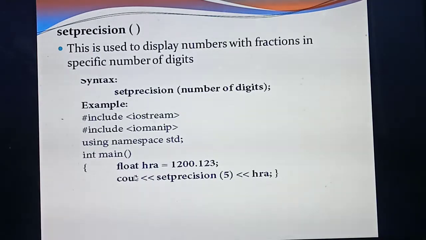Okay, so here you are declaring a variable called HRA. What's the variable name here? HRA. Equal to, listen, they have given one number, 1200.123. Listen, how many digits are there totally? Count it. 1, 2, 3, 4, 5, 6, 7. So total 7 digits including the point.